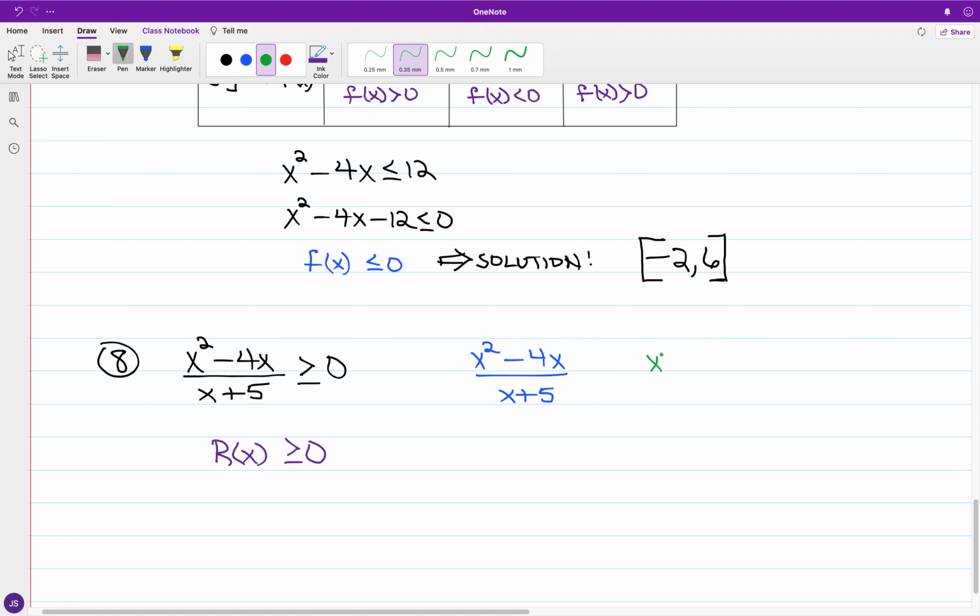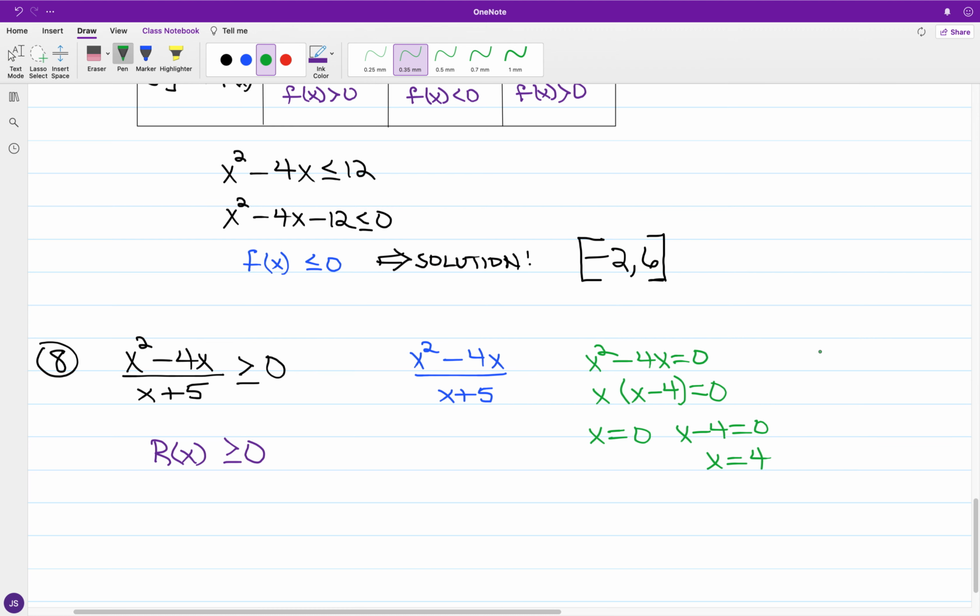If I'm looking for the zeros of the expressions, with x squared minus 4x, if I set this equal to 0, I have a greatest common factor of x. Setting x to 0, we have x equal to 0. And if x minus 4 is equal to 0, then x is equal to 4. And from x plus 5, if x plus 5 is equal to 0, then x is equal to negative 5.